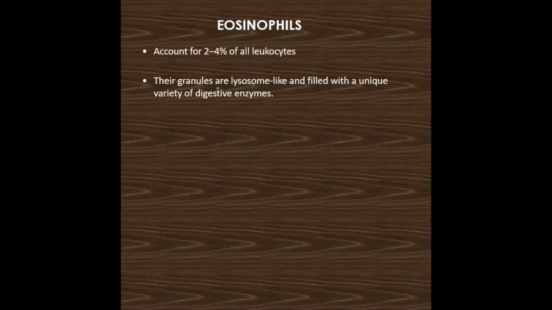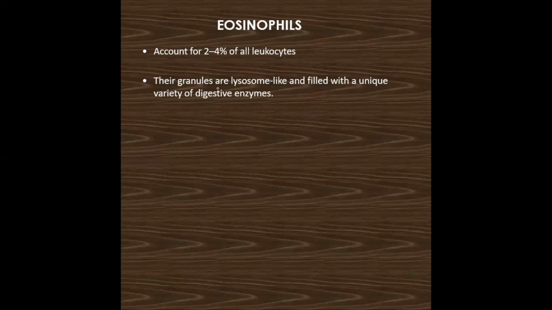In case of eosinophils, they account for only 2 to 4% of all leukocytes. So it means that they are in very small quantity, present in very less amount in the white blood cells. Their granules are lysosome-like and filled with a unique variety of digestive enzymes. They are cells of the leukocytes which are present in the immune system also.